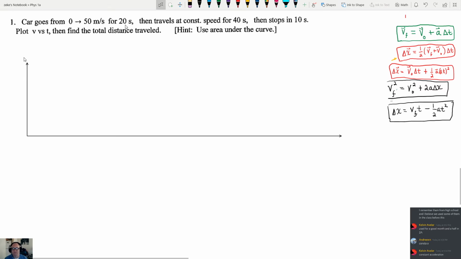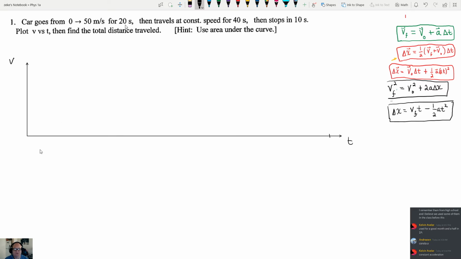So it says a car goes from 0 to 50 meters per second for 20 seconds. We're plotting velocity versus time. And then it travels at a constant speed for 40 seconds. So the time needs to go up to about 70 or so seconds, right? Because it's 20 seconds plus 40 seconds plus 10 seconds. And the maximum velocity is 50.